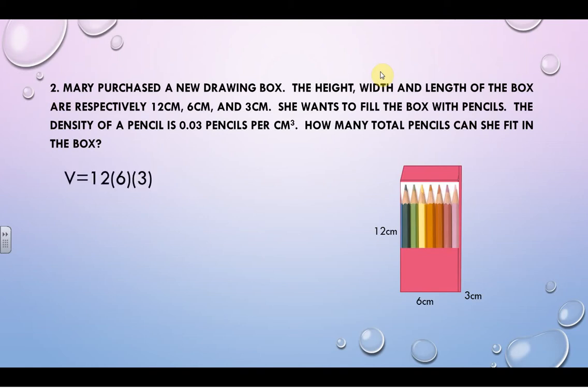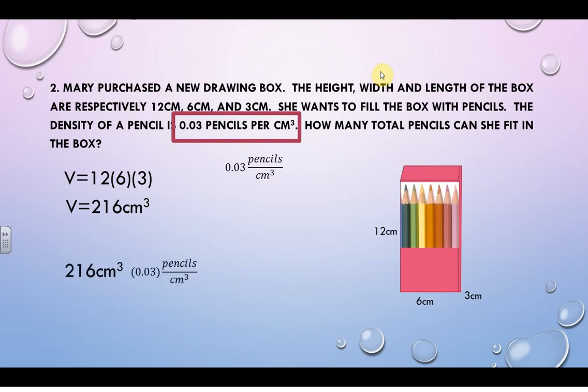So I figure out the capacity, the volume of my box, which is 216 centimeters cubed. From there, I need to remember that the density is 300th pencils per centimeters cubed. Notice that my centimeters cubed matches my centimeters cubed, so I know that those will cancel. And I get 6 and 48 hundredths pencils. Now, we're not breaking pencils here. So that's 6 pencils. I can't fit a 7th pencil in, so 6 pencils total will fit into the drawing box.